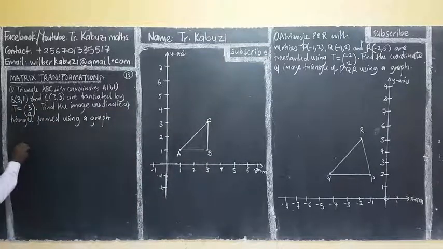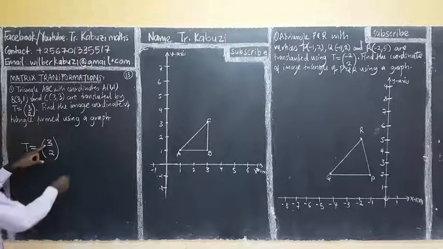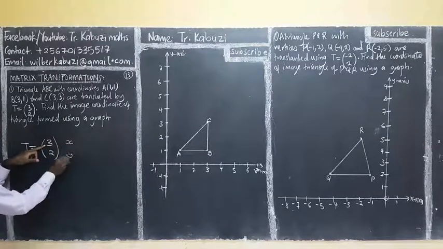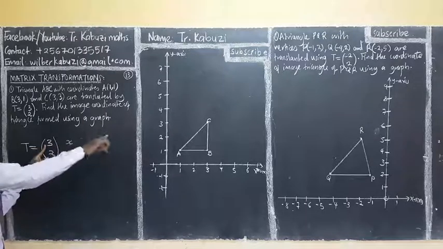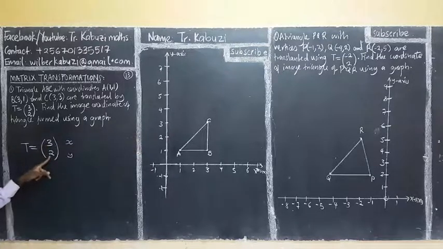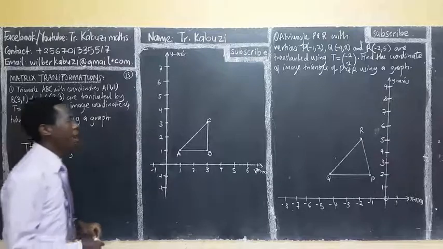Our translation matrix T is (3, 2). You have to be careful with the signs. 3 positive means this is the x, this is what we move in the y. In the x, we are moving 3, but positive meaning we are going in the positive direction. Then y, you are moving 2, but it's positive meaning we are going in the positive y. Let us see what happens.